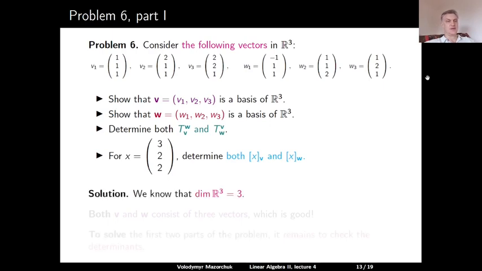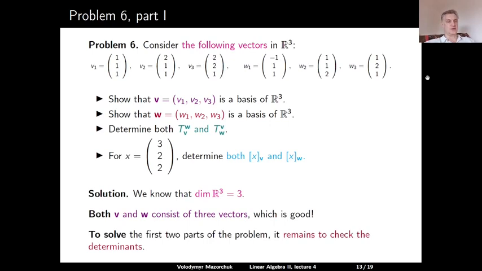Solution. We know that the dimension of R3 is 3. And both collections V and W consist of 3 vectors. So that's good. So to solve the first two parts of the problem, to prove that they are bases, we need to check that the determinants which we get when we write those vectors as columns in a square matrix, those determinants should be non-zero.